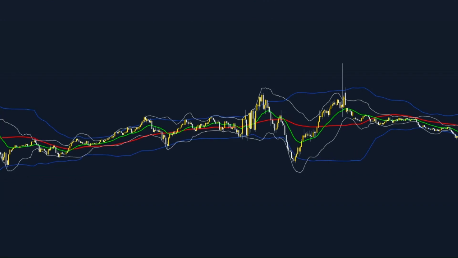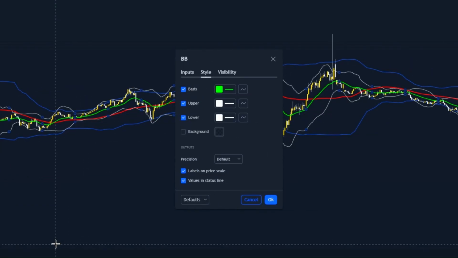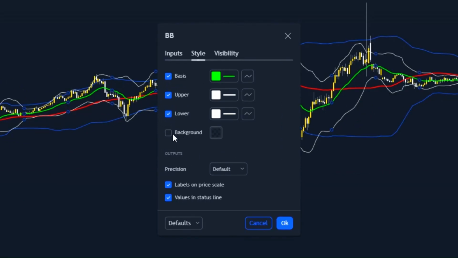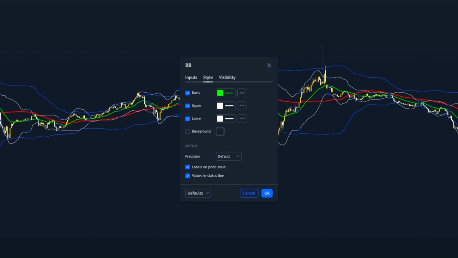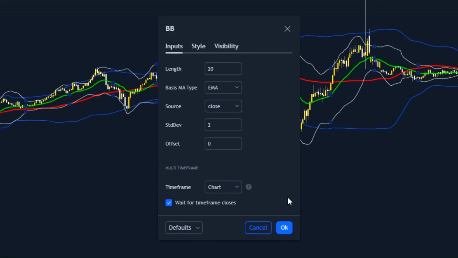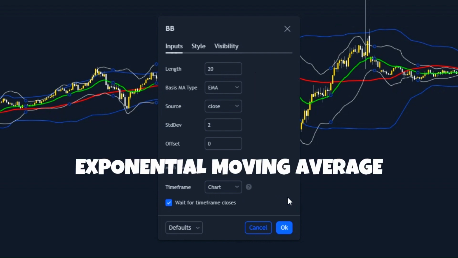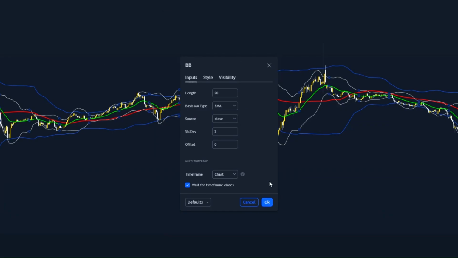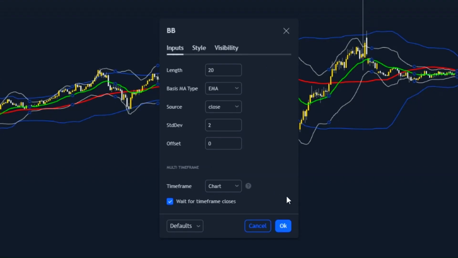Let me show you all the settings that I've picked out. So these are my settings for the first indicator. You can see I've removed the background, changed the basis to green and the upper and lower white. And then on the input section, you want to make sure that the basis and moving average type is set to EMA for exponential moving average. And then on the time frame down here, you want to make sure that it is set to chart or 5 minute. And this will represent price's movement and volatility during this time frame.